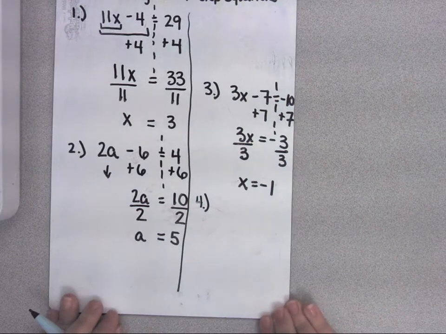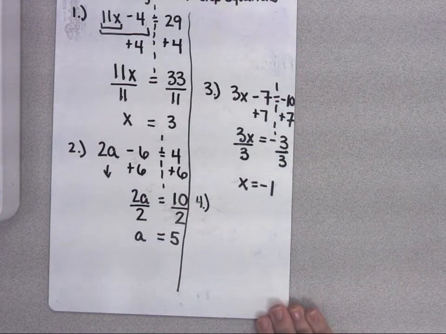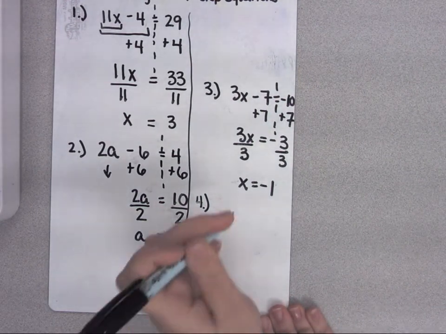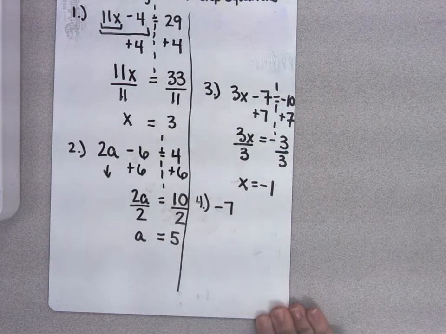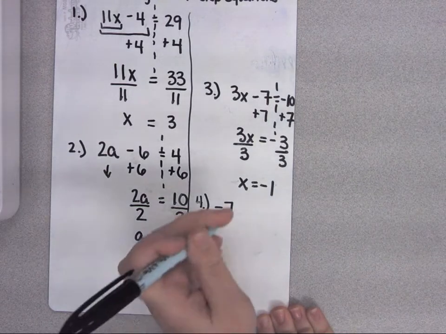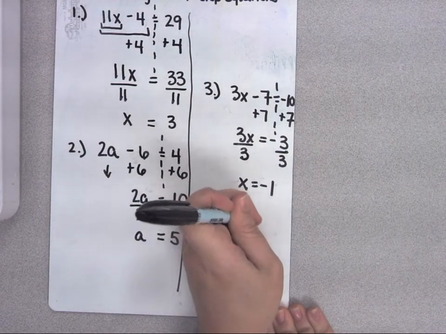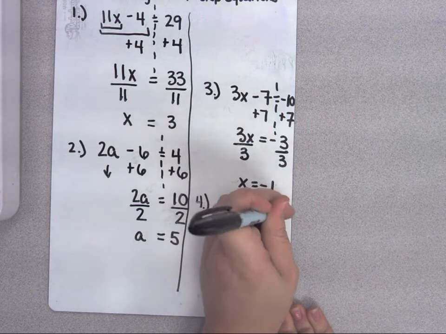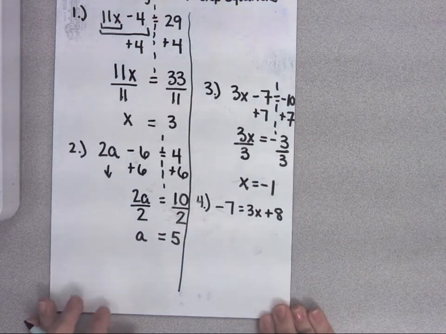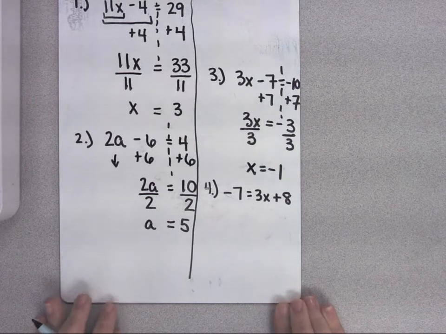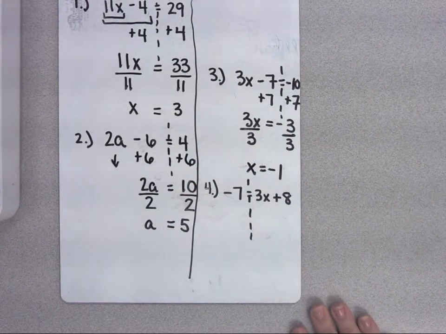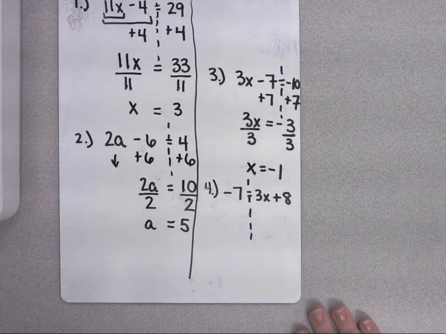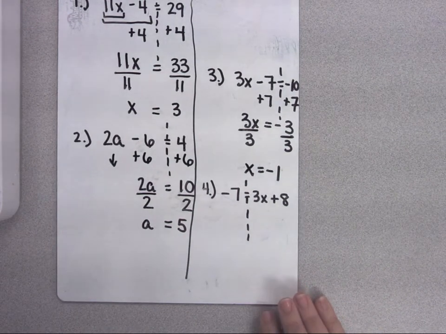Okay, let's try another one of those before we move on to the harder ones. How about negative 7 equals 3x plus 8? Same kind of problem. It's just written in an opposite order. Still look at which side the equal sign is where x is. Deal with the adding and subtracting first because it's farthest away from the x. Try it on your own.